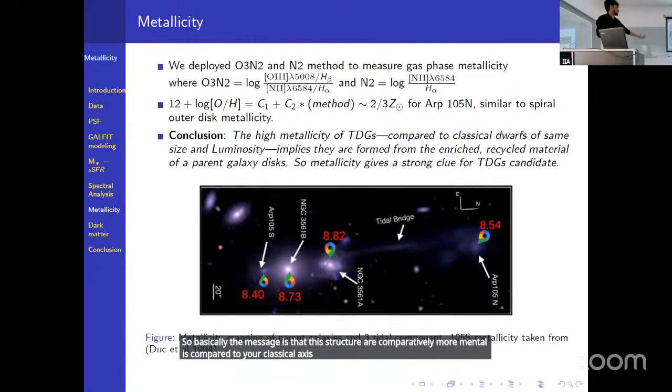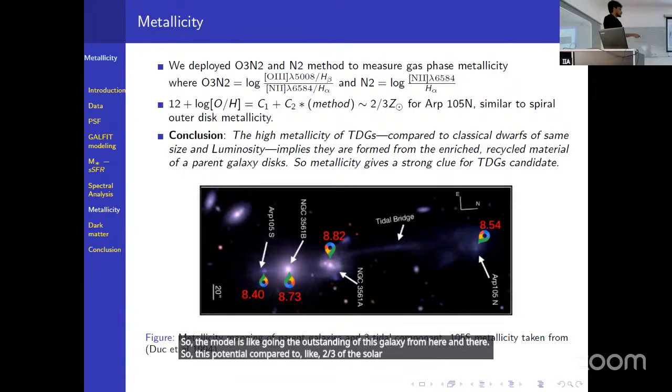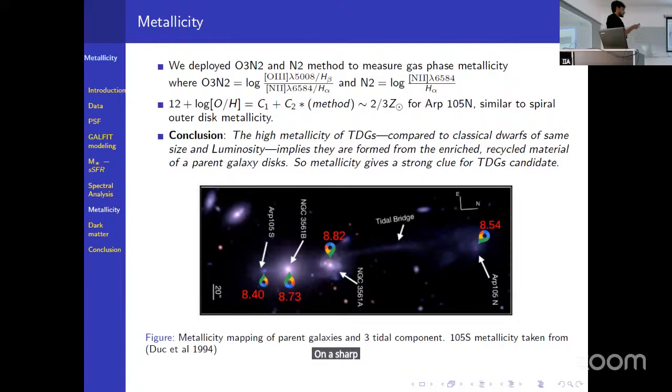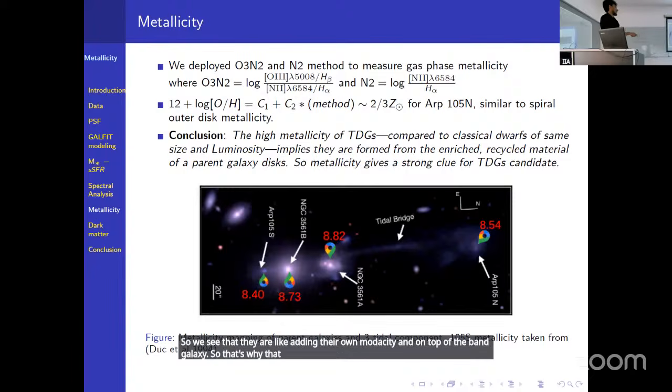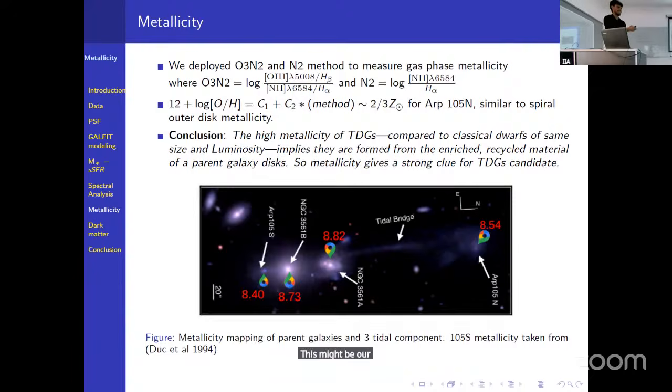And then how these metallicities have similar values. The material is going to the outskirts of this galaxy from here and there. This metallicity is about 2/3 of the solar metallicity. So this is one conclusion, that these galaxies are made from these objects. The materials are going out from here and also making star formation. So basically, they are adding their own metallicity on top of their parent galaxy. That's why they are more metal rich. So if you find a TDZ that is more metal rich, then it might be a TDZ candidate in general.